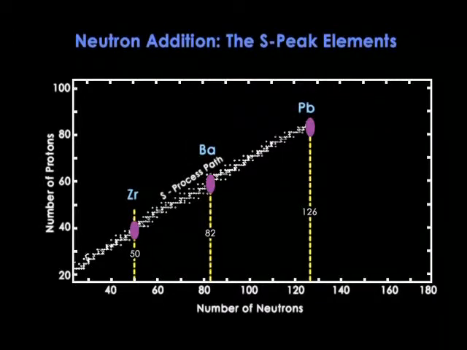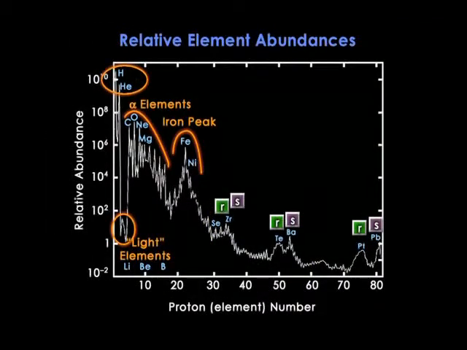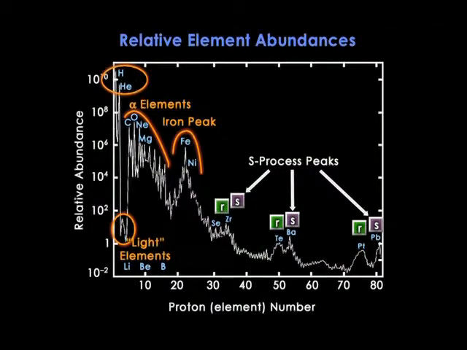But wait a minute, let's go back to our abundance diagram. That's exactly where we have peaks on the abundance plot. Here they are, at just the right location. You'll notice I've labelled them S process to distinguish them from the other 3 peaks that are close by called R process peaks. Why are there 2 sets of peaks? The answer is it's all to do with what frequency the neutrons are added. S stands for slow and R stands for rapid.